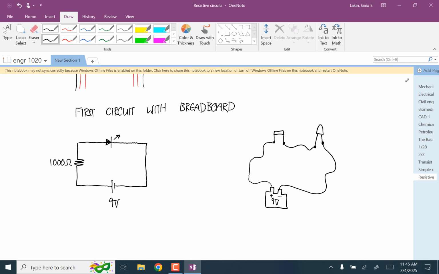And I didn't check all these LEDs. I know the small red ones work with this amount of current and stuff. So that's what I'm going to use.